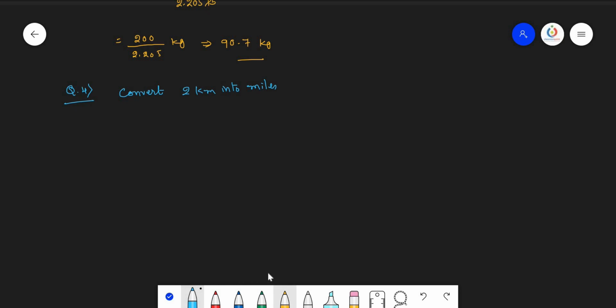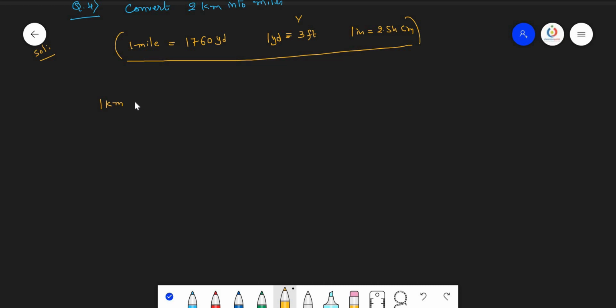So, here let us try to develop the initial relations. 1 kilometer is equal to 1000 meters. And for this, the factor is 1 kilometer by 1000 meters equals 1, that equals 1000 meters by 1 kilometer. This is one factor. The second one is 1 meter equals 100 centimeters. So here the factor is 1 meter by 100 centimeters equals 1, that equals 100 centimeters by 1 meter.